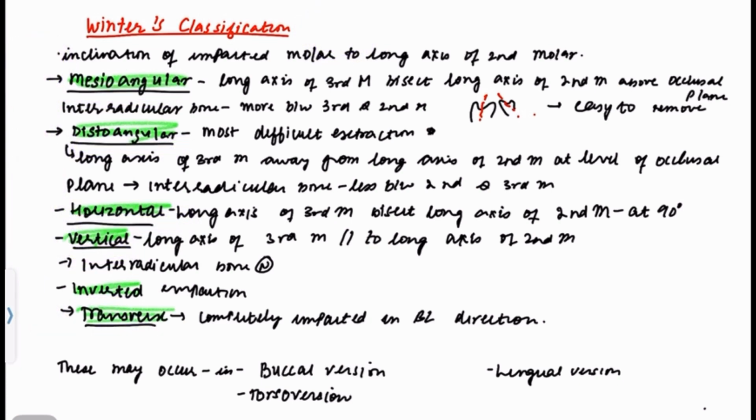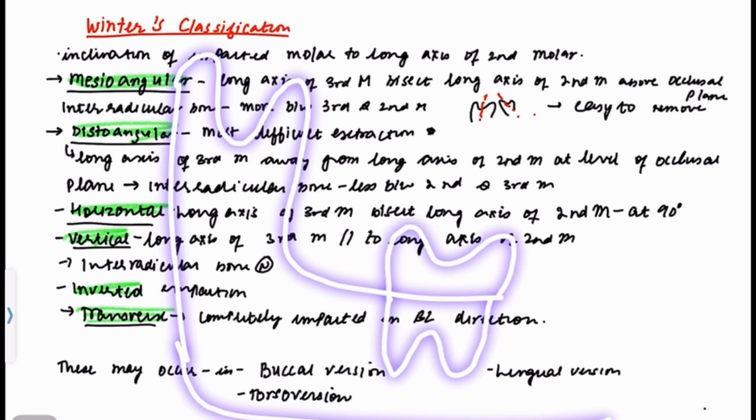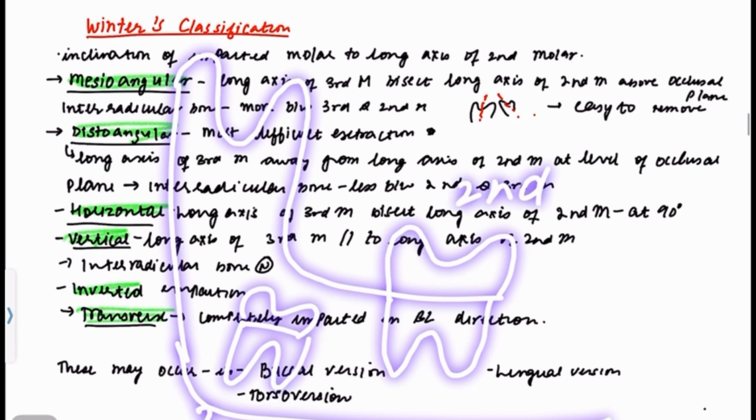Let's understand mesioangular first. So in Winters classification, we see the inclination of the impacted molar to the long axis of the second molar. Let's read this. What is mesioangular? It is when the long axis of the third molar bisects the long axis of the second molar above the occlusal plane. So let's see it in the diagram. If this is my ramus of mandible, this is my second molar and this is my third molar.